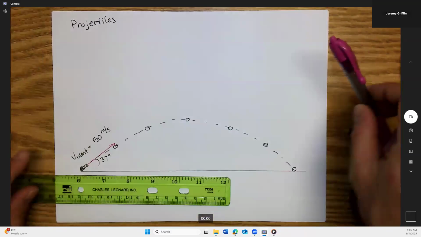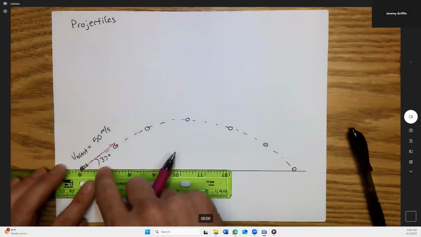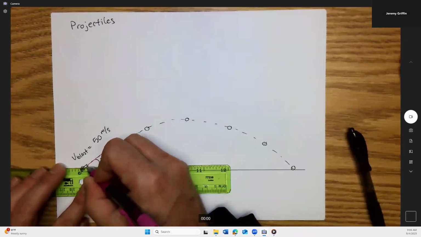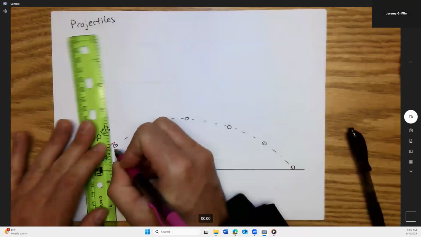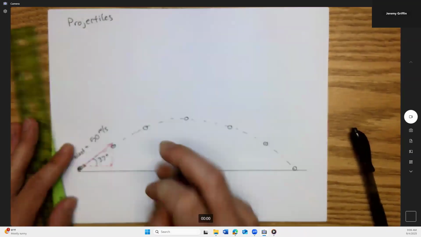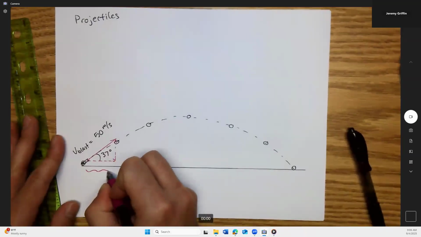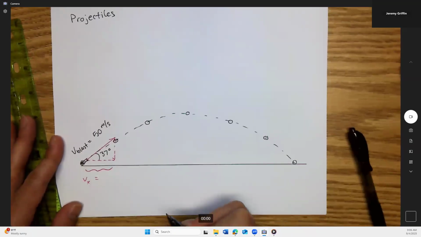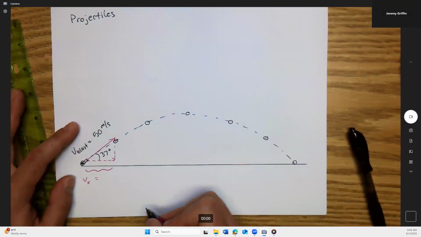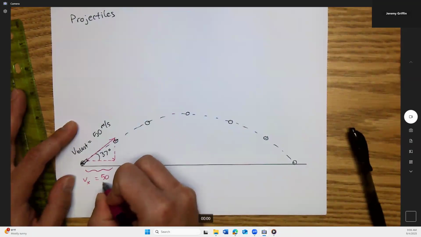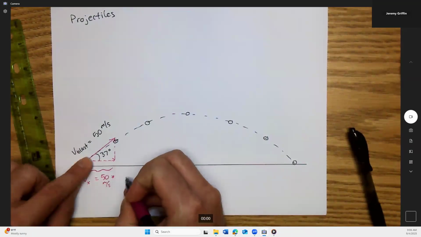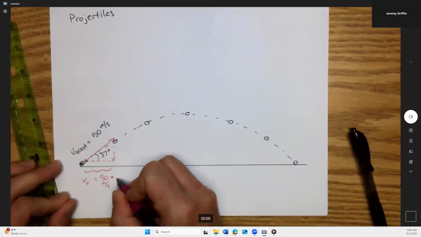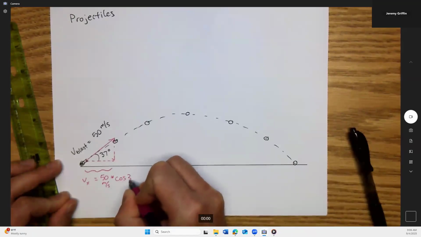Now, first thing you have to do at the point of the blast is break this into components. Say, well, how fast is it going across the page, and how fast is it going strictly upward? Right. So with that. All right. Guys, what is this component equal to? I'll call it v sub x. It's equal to what times what? Yeah, 50 meters per second times sine or cosine. It's adjacent to the angle. That makes it a cosine of 37 degrees.